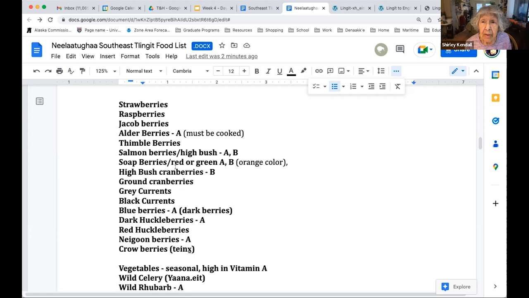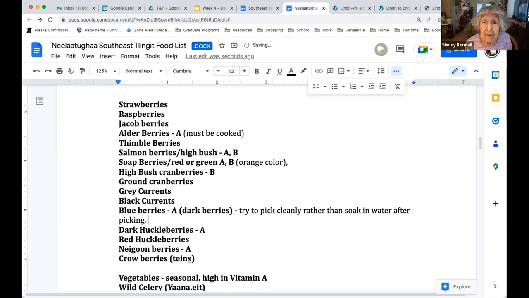So you need to kind of give up those gadgets that help you get a lot of berries at a time. Just take your time and pick them clean. There's hardly any leaves when we finish picking the berries. So be careful about just splashing water and cleaning up and throwing that out.